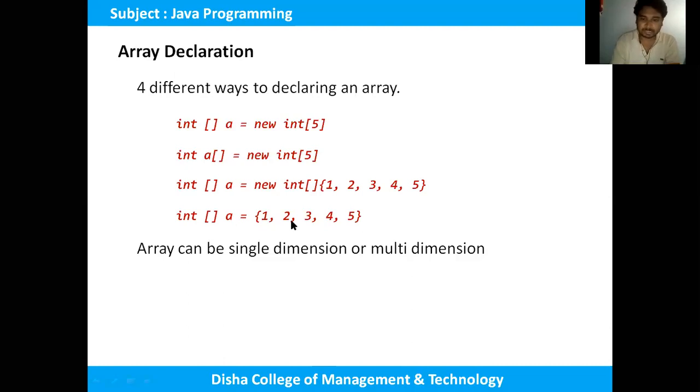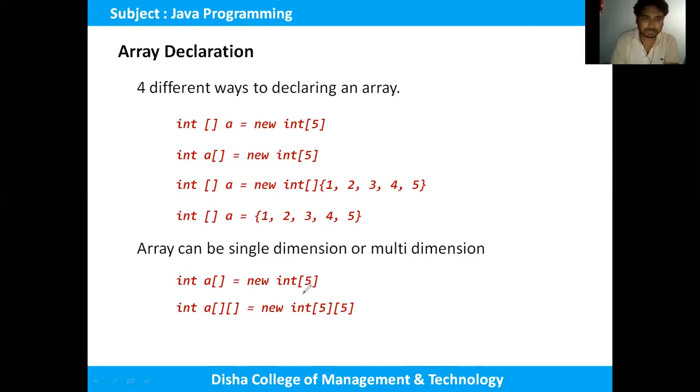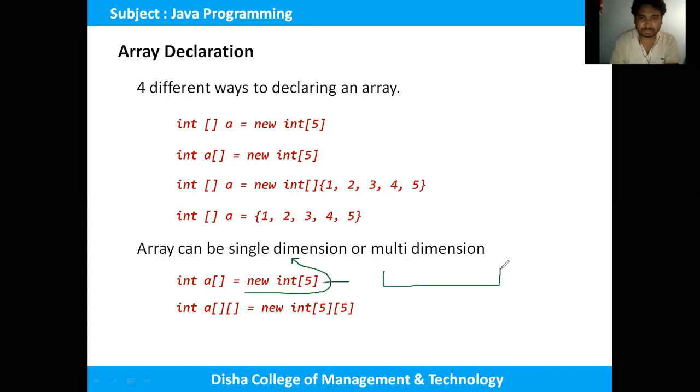So this can be the example of single dimension, that is int a, int a new. This is the example of single dimension. That means in this array, it can arrange the values in a row direction. Okay, we can store the array in row direction. This way the data are stored, or this way we can arrange the data.